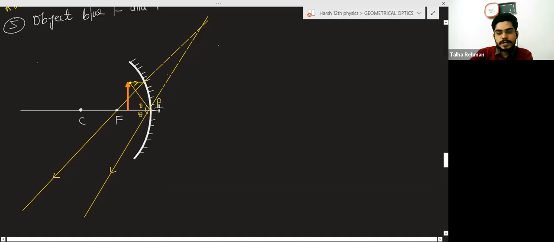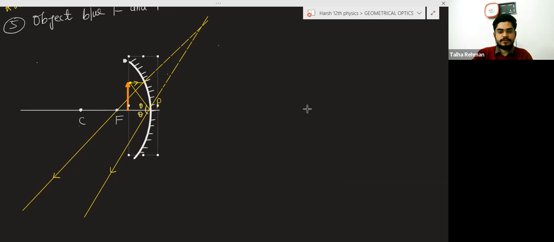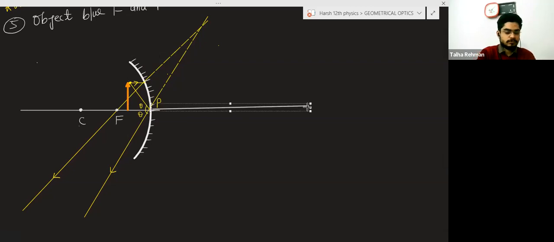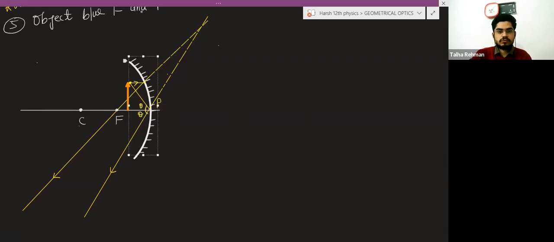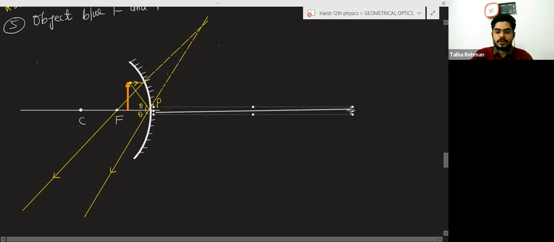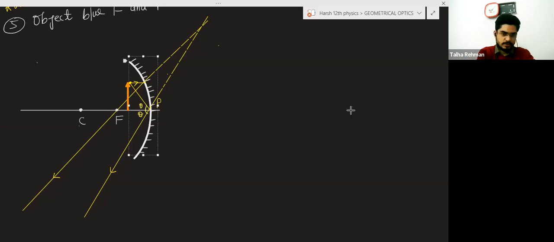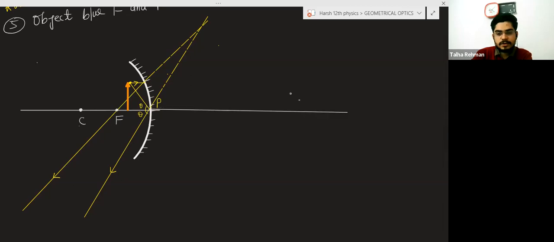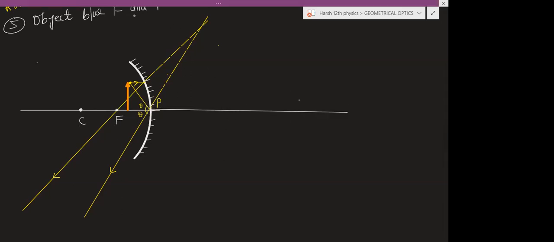It is very easy to draw the diagram of a pen on paper, and on this it is a little bit difficult to draw. See what is happening. I want to draw the principal axis. So just imagine this is the principal axis.